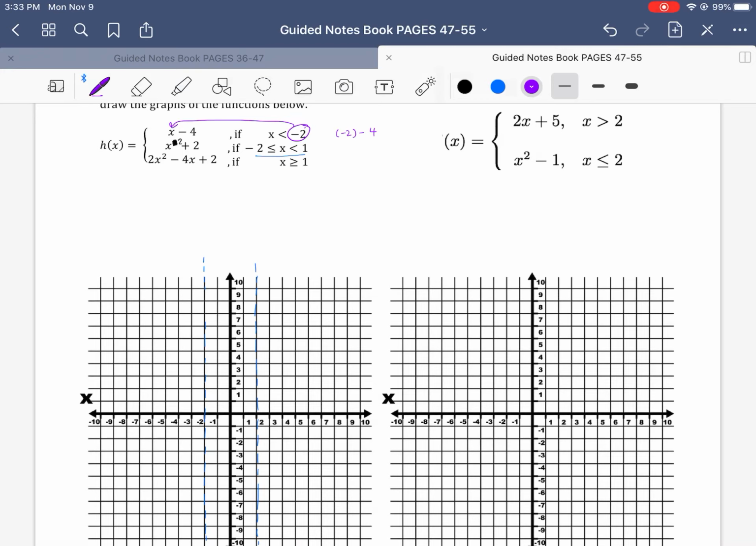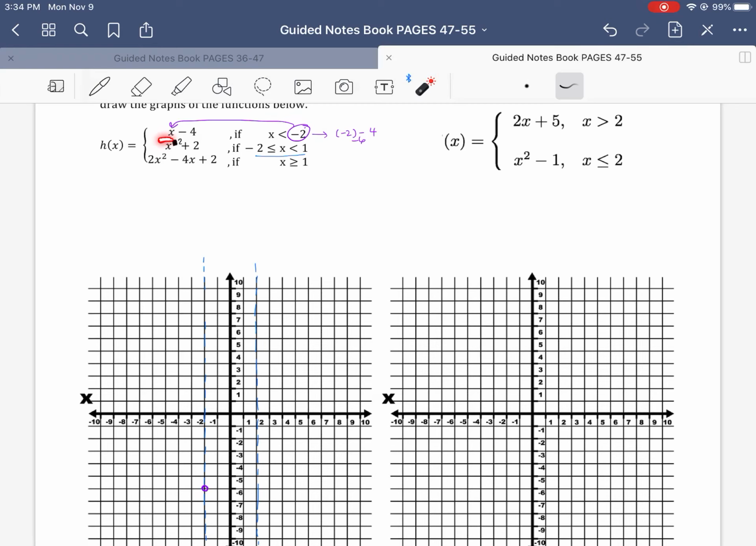So if we put negative 2 in, minus 4, right, to this piece, we end up with negative 6. So on that barrier, we're going to be down at negative 1, 2, 3, 4, 5, 6. And it looks like that's less than negative 2, not including, so we're going to do an open circle there.